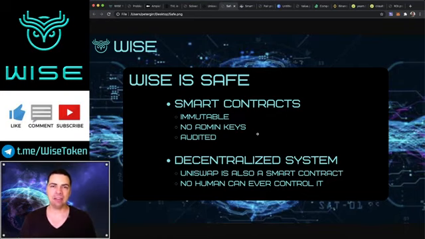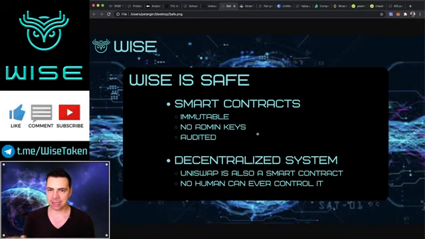Now, there is a caveat to that, because sometimes something can be immutable and not have any admin keys, but there could be a bug in the system, and it could even be a serious bug, a loophole that allows people to somehow take money out of the system, which could be catastrophic for the entire system. That's different than a scam, but it's still just as bad, because you lose your money either way.